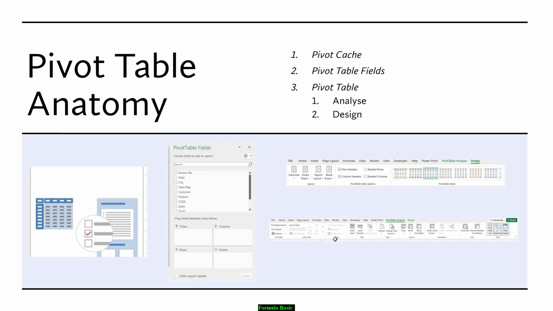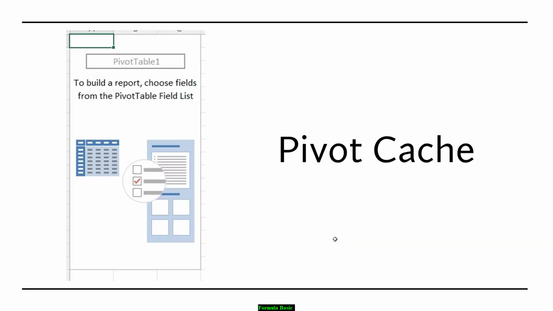When I go to the pivot table creation, these are the topics that I will come across when I create a pivot table. We call this pivot table anatomy. Pivot table anatomy will have three parts here: pivot cache, pivot table fields, and pivot table analysis and design. A few of them are ribbon functions, a few of them are extra functions which will pop up when you have a pivot cache. So what is a pivot cache?